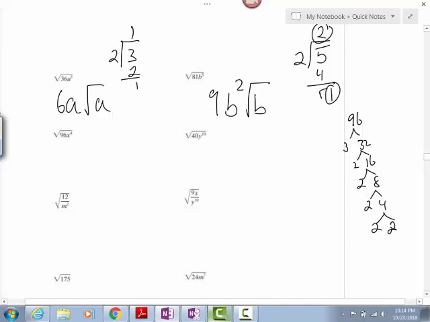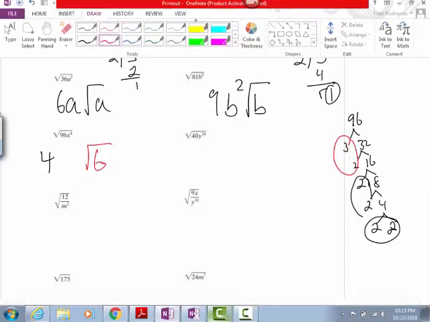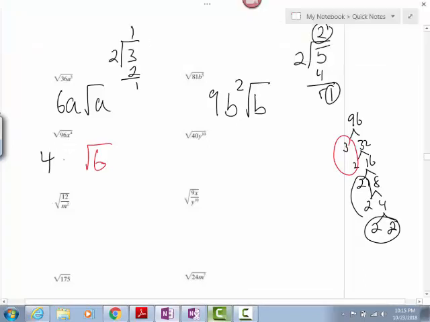Now remember, we're getting pairs. So look, that's 1 pair of 2's. That's 2 pair of 2's. So 2 times 2 is going to give me 4. That's the number that's going to come outside. These numbers here were not paired up, so that 6 is going to stay on the inside. And then finally, the square root of x to the fourth is just x squared.